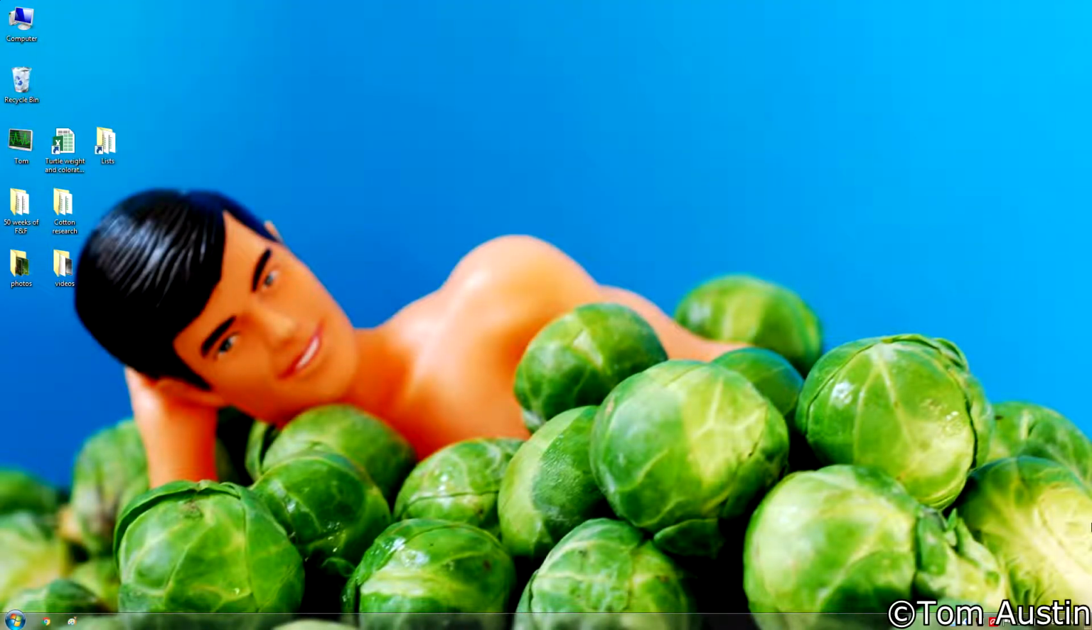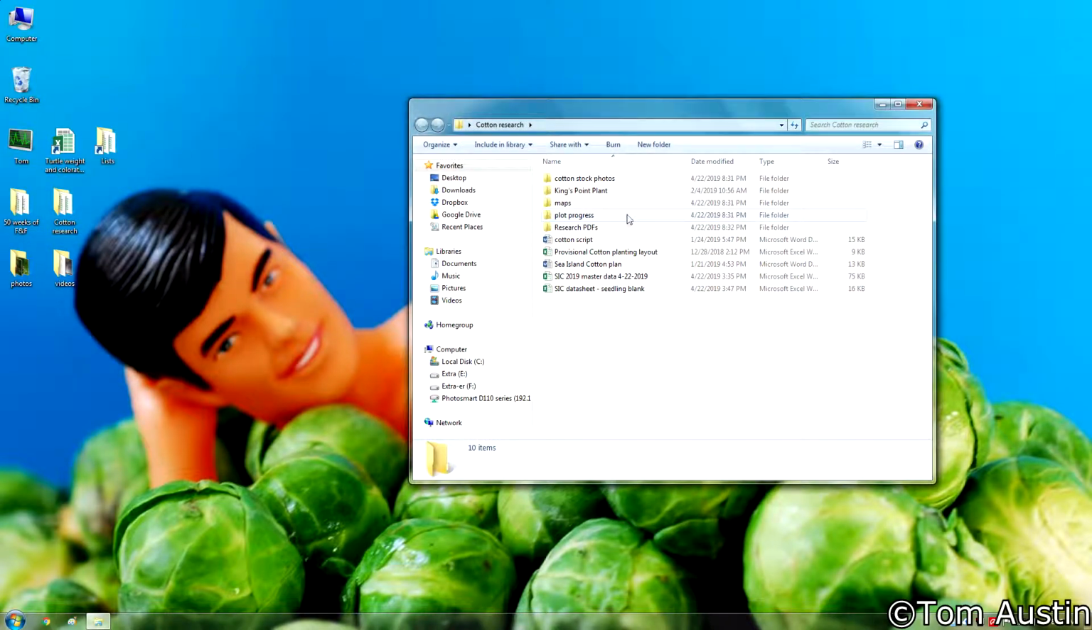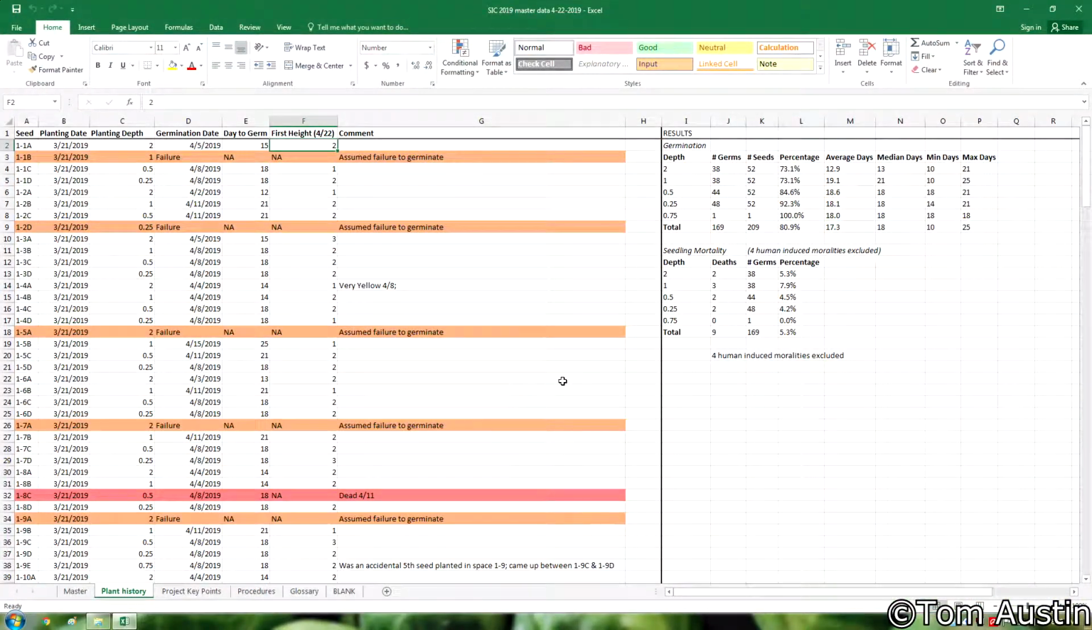Alrighty, I got something a little different for you today. So today we're going to be diving into some data analysis on the germination data that we have so far for the cotton plants. This is my master data sheet that I'm working with.